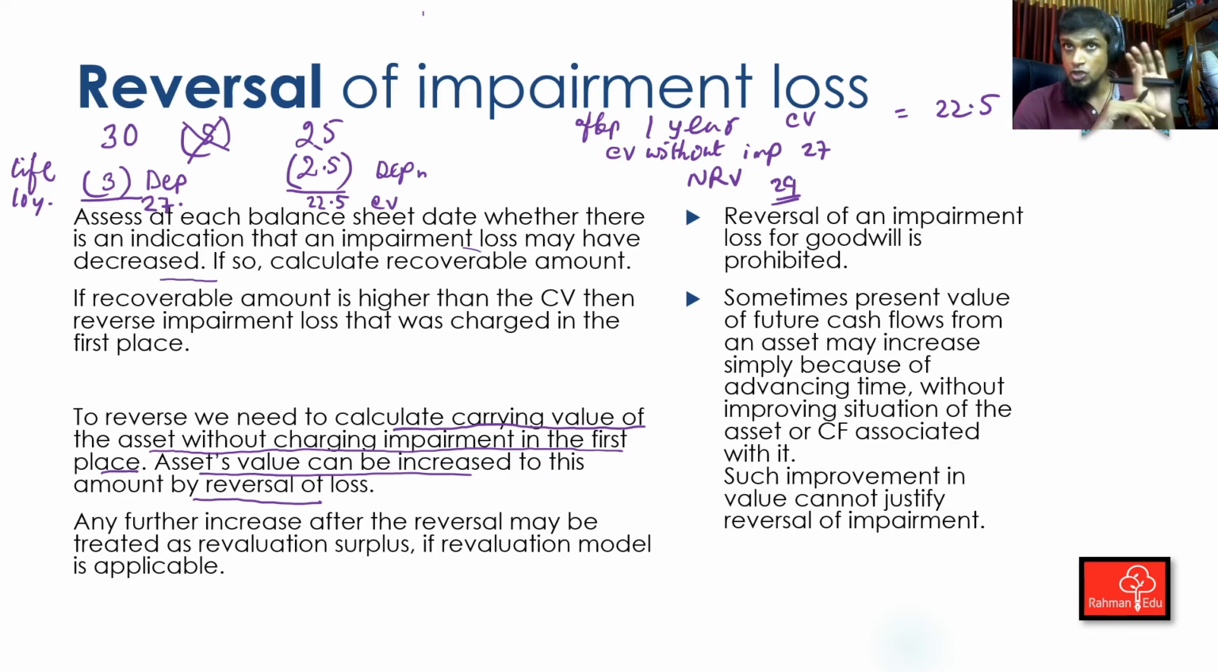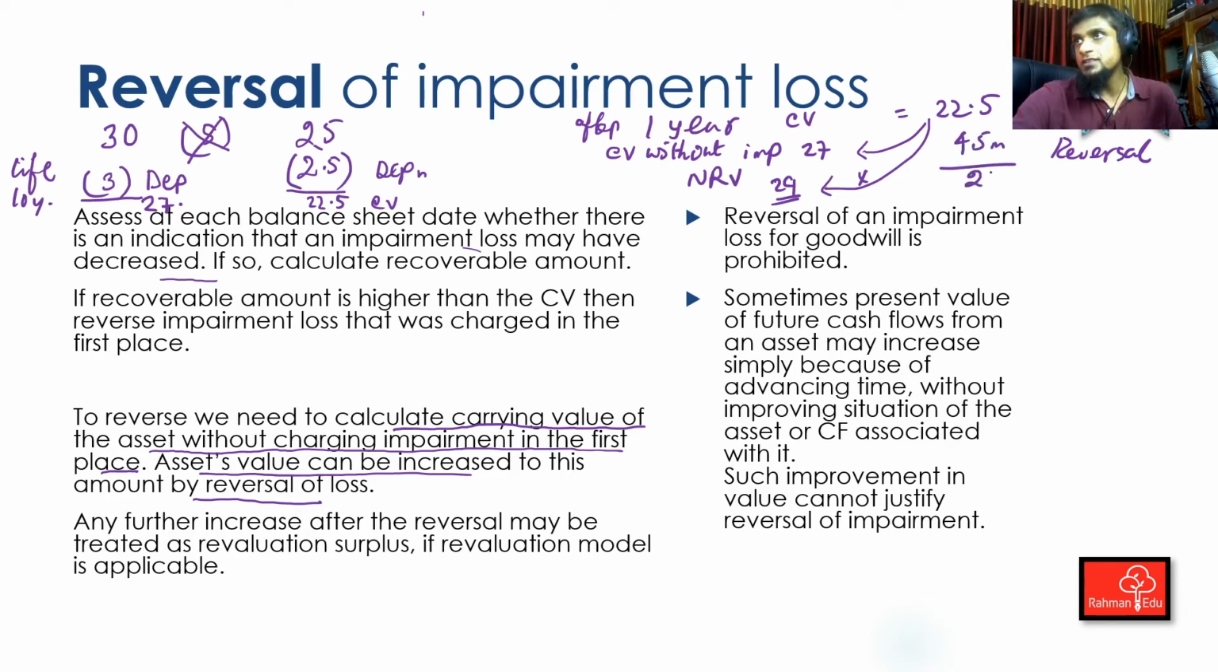If I did not charge impairment loss in the last year, then the carrying value of that asset would have been 27 today. This is the calculation. Just 30 without charging impairment, depreciation deducted, 27. So I cannot take the value to 29. I can take the value to 27. So the reversal over here will be 27 minus 22.5, that is $4.5 million.